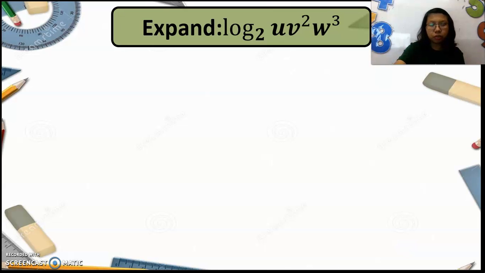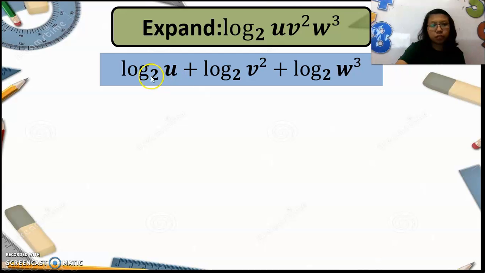Number 1, logarithm of u times v squared times w cubed to the base of 2. Okay, so we just need to expand it. So in getting the expansion, we can expand it using logarithm of u to the base of 2 for u, logarithm of v squared to the base of 2 for v squared, and then plus logarithm of w raised to 3 to the base of 2 for this part. Okay, so the reason why we're using addition or plus is because we have here multiplication.